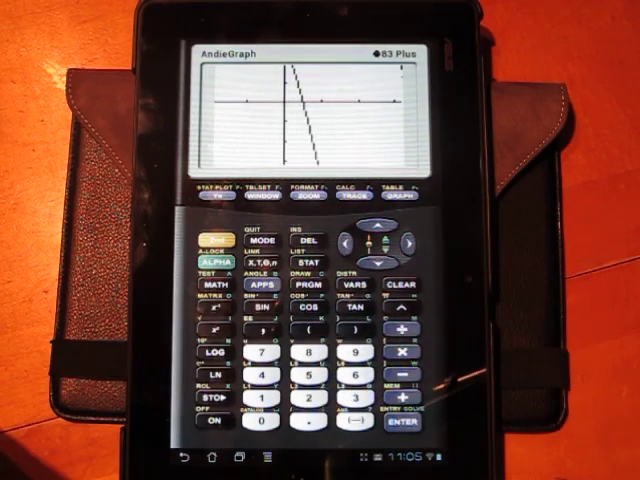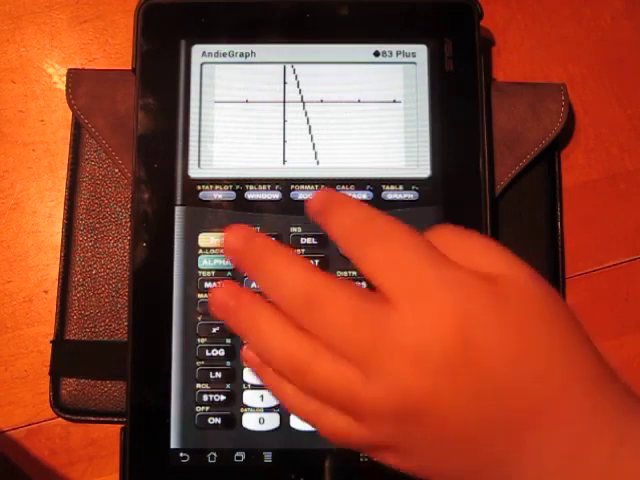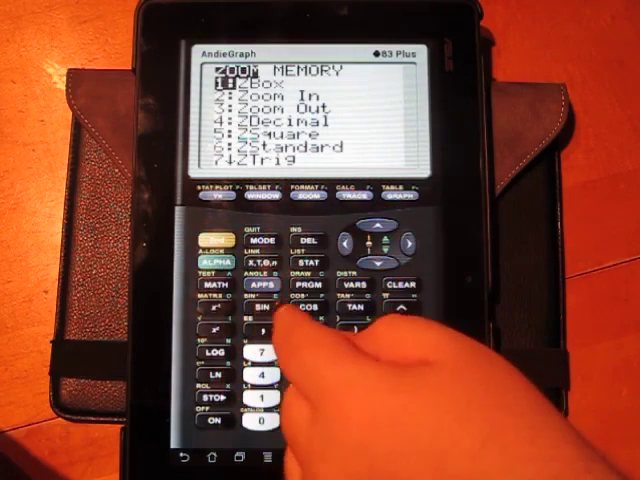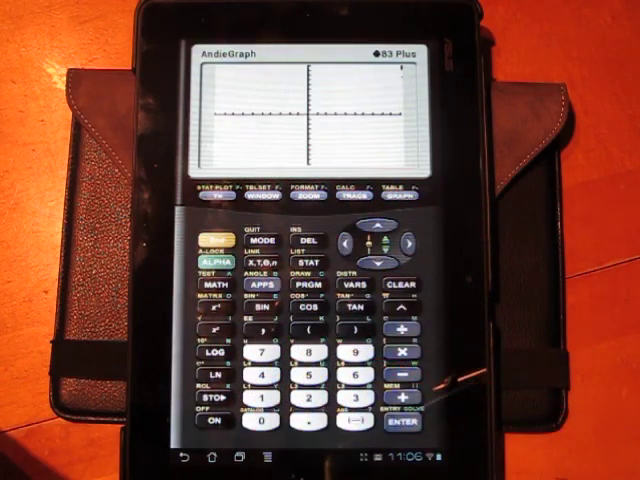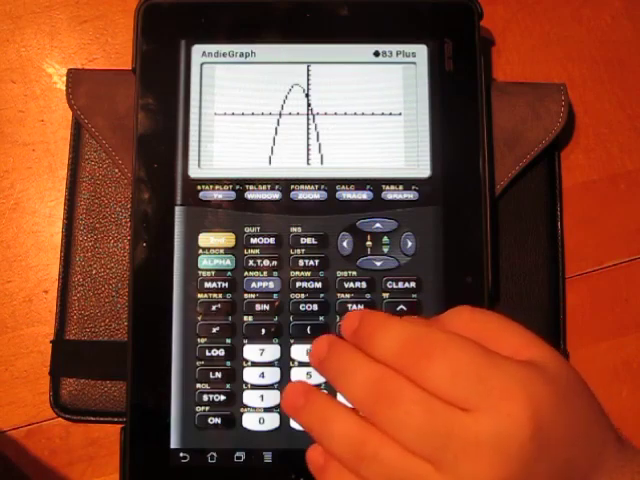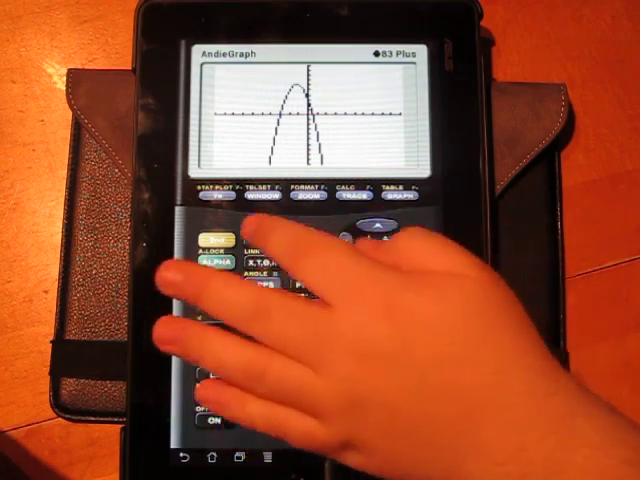And when I do graph, you'll see I'm really not getting much out of my graph right now. That's because my window's wrong. So I'm going to go zoom, and I'm going to pick standard again. So now I'll get from -10 to +10. And there we go. Now we have a nice curve. I can do the same things I did before with this. I can trace it if I want.